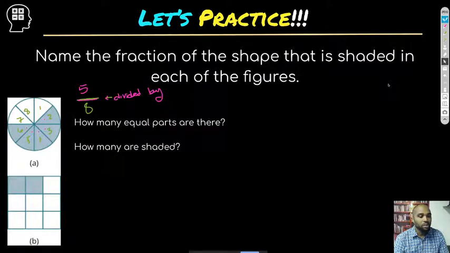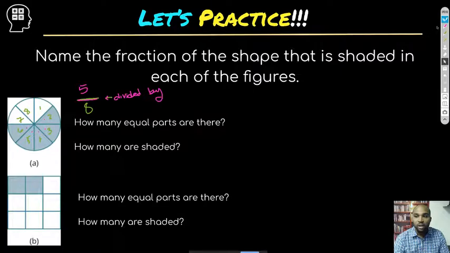And same thing for this rectangular or square. We can say how many equal parts are there. There's 3, 3, 3, 3, 6, 9. So there's 9. And we know that 2 are shaded. So totally, we're dividing all this. We're dividing this whole square.